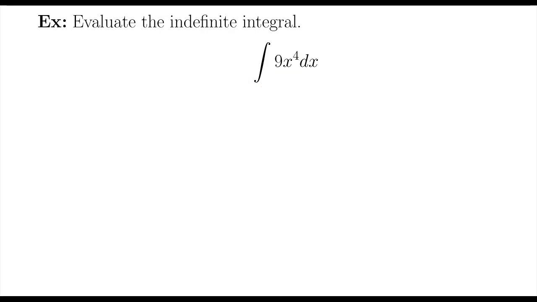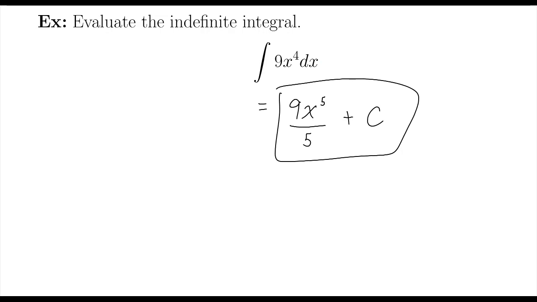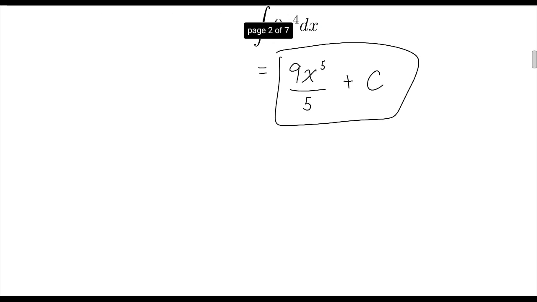Well, the rule, if you remember, is add 1 to the exponent. So 4 plus 1 is 5. Then divide by that exponent. 9x to the 5th over 5 plus a constant c. Okay, so hopefully it's not that bad. It's just as easy as finding the derivative, just you're doing the opposite.